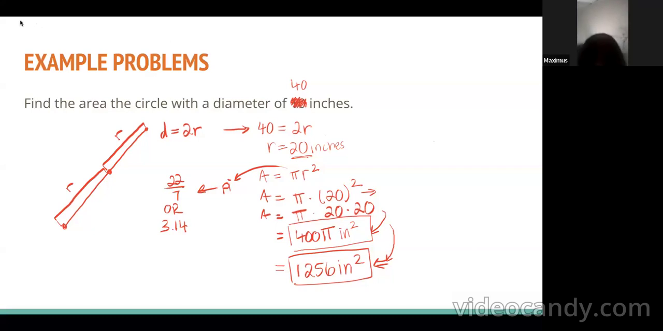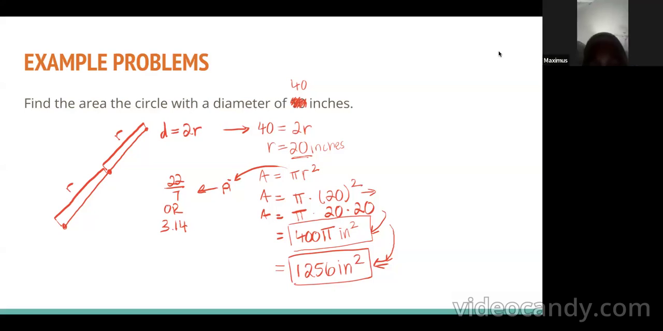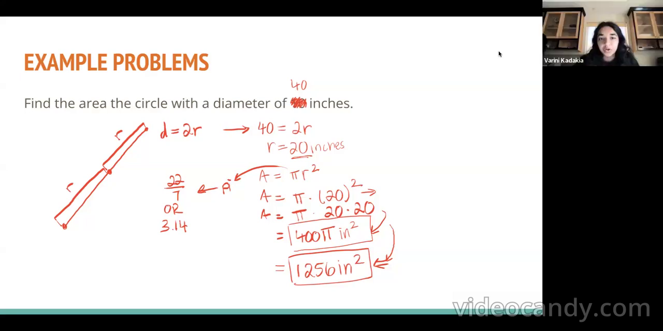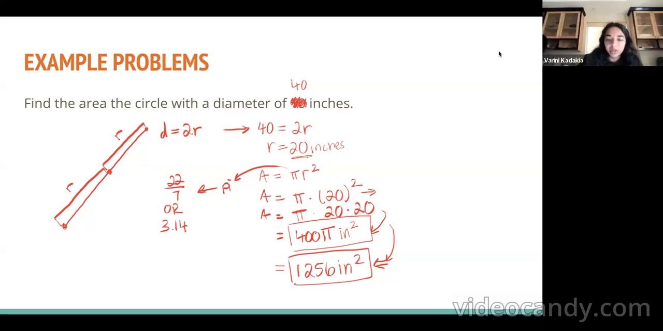Please, I don't understand. Which part do you not understand? The entire thing, or the 400 in 2 inches? How did you get 1,256 inches?